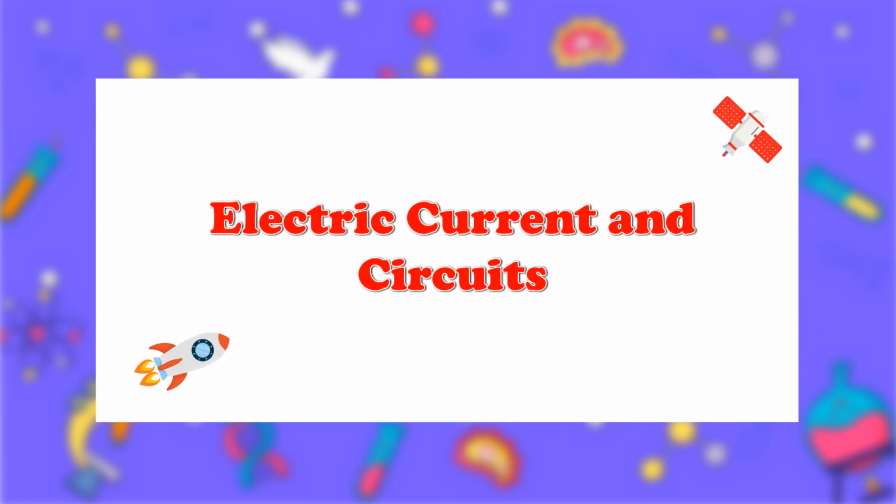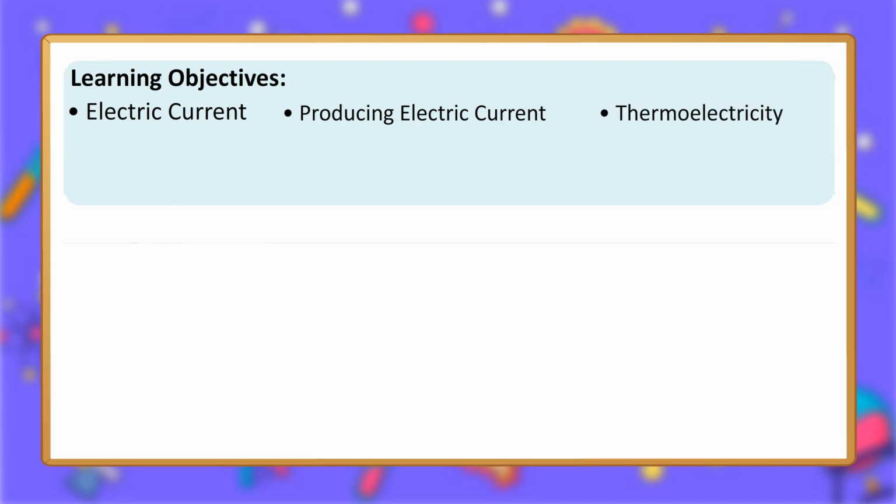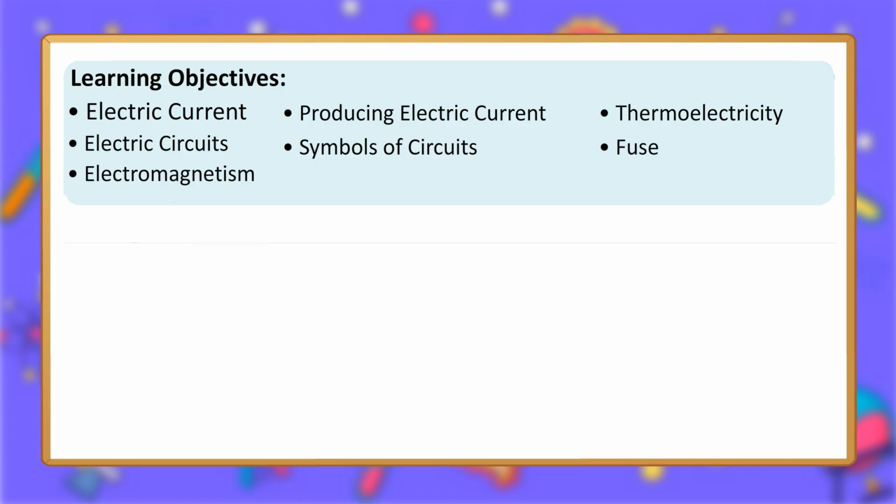Electric current and circuits. Learning objectives: electric current, producing electric current, thermoelectricity, electric circuits, symbols of circuits, fuse, electromagnetism, electric bell.